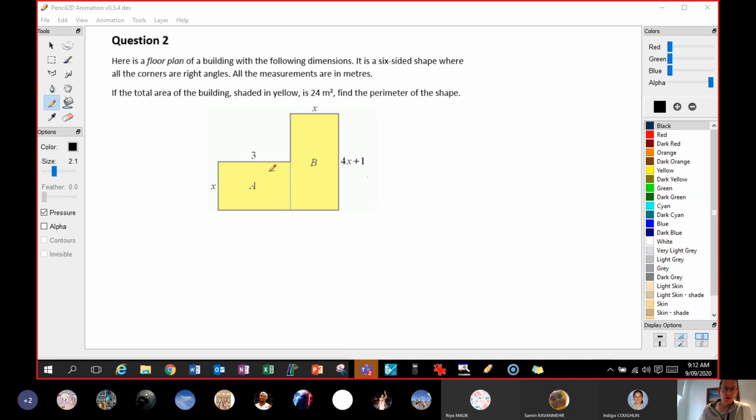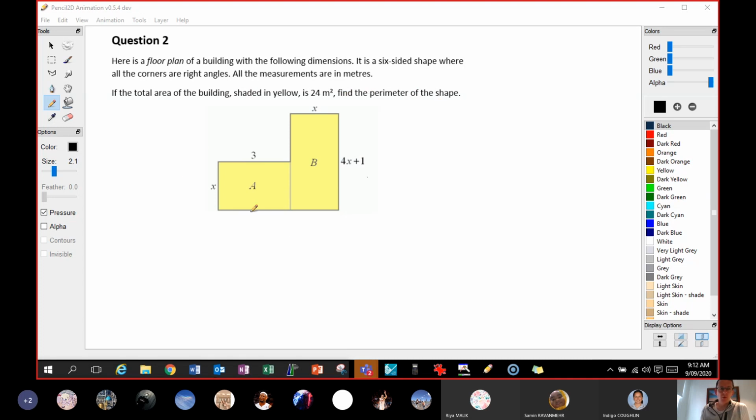It's a six-sided shape. One, two, three, four, five, six is what we're referring to with the six-sided shape, where all the corners are at right angles. That's really important because we know that this wall is parallel with this wall and this wall. These walls are parallel together as well. So we can understand some lengths. If the total area of the building shaded in yellow is 24 meters squared, find the perimeter of the shape.